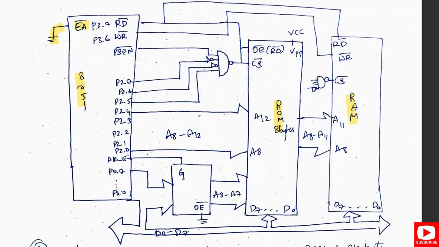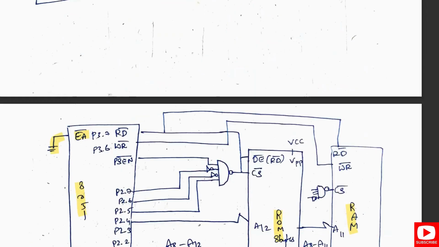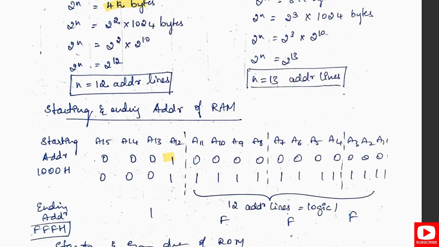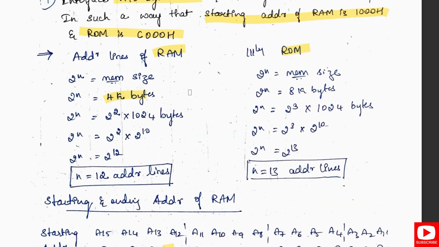In the port 0, the address lines are connected to a latch. Here the OE bar is grounded, and to this latch all the address lines are connected from port 0 to port 7. Similarly, the data lines, A0 to A7, are connected to ROM. But actually, how many address lines do we need for ROM? As it is mentioned here, for the ROM, we need 13 address lines.